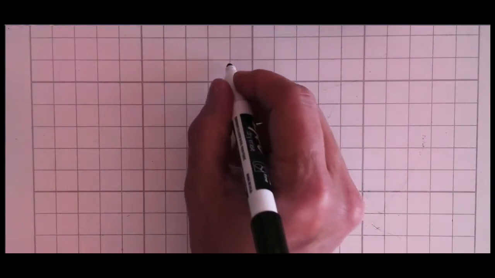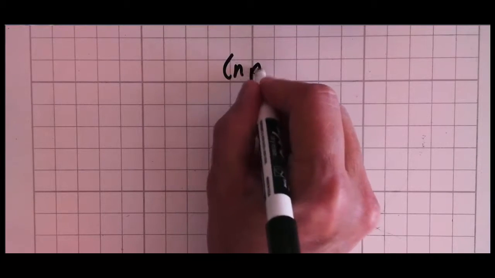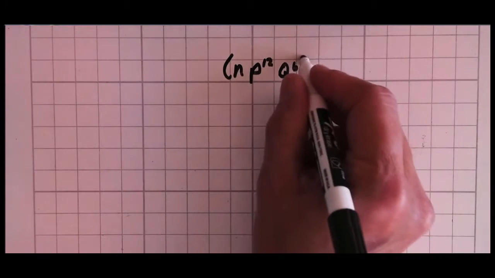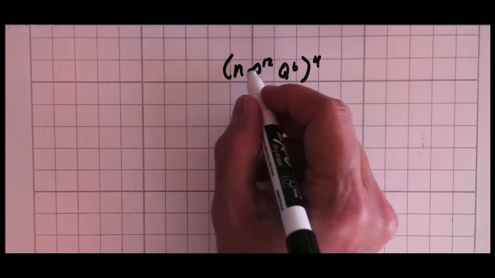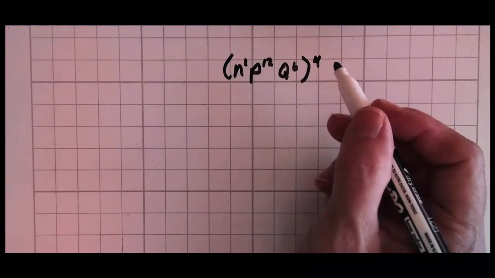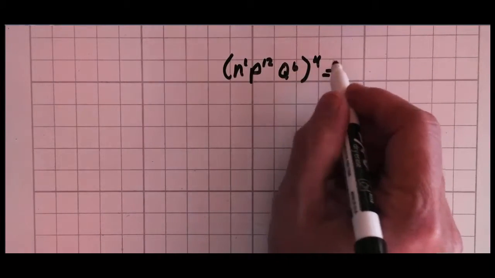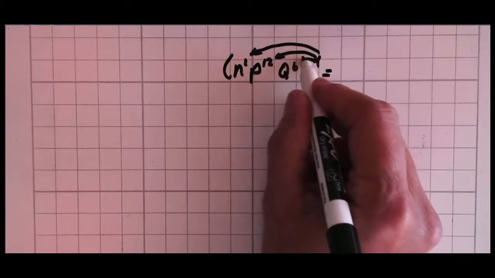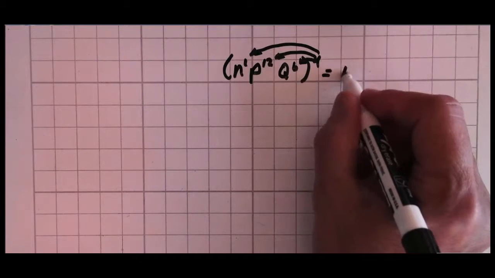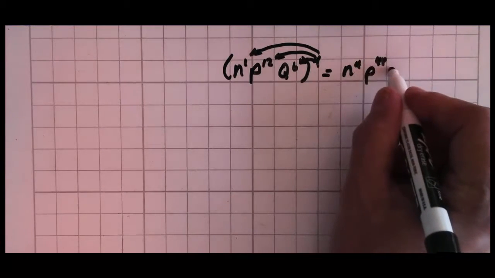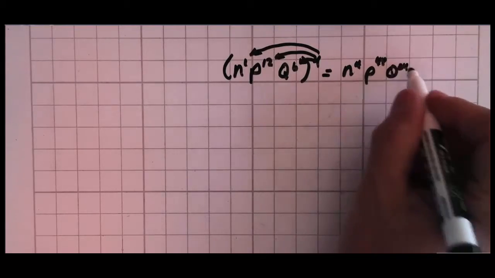Same thing if you have 3 or more variables. n times p to the 12th times q to the 6th, and all of that is raised to the 4th power. Now remember, if there is no exponent showing, it's a 1. It's invisible, but it's there. Again, 4 times 1, 4 times 12, 4 times 6. And your answer would be n to the 4th, p to the 48th, and q to the 24th.